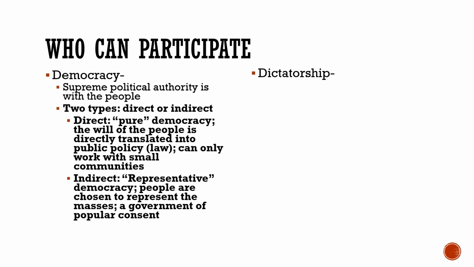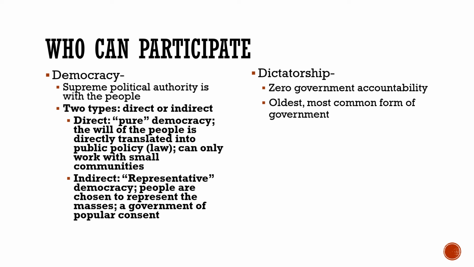Then we have the other side, the flip side of democracy. We have dictatorship. Zero government accountability. It does not answer to anybody, nor should they have to. It's also the oldest and most common form of government, meaning that it is easy for one ruler or monarch or whoever to become power hungry or to become corrupt and can turn themselves into a dictator rather than a monarch or something else to that nature.